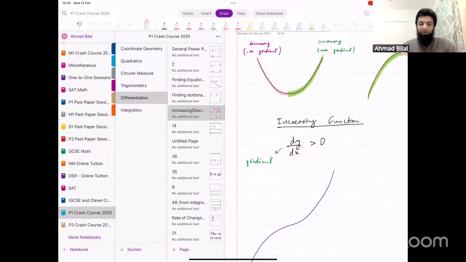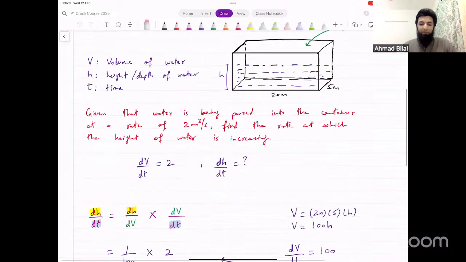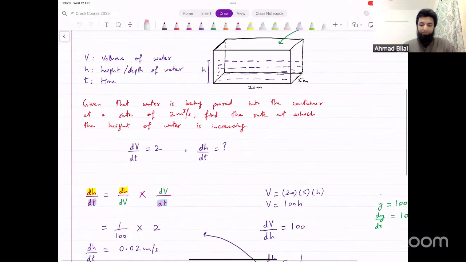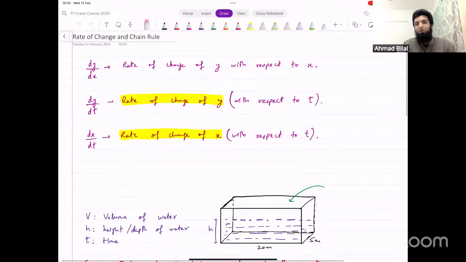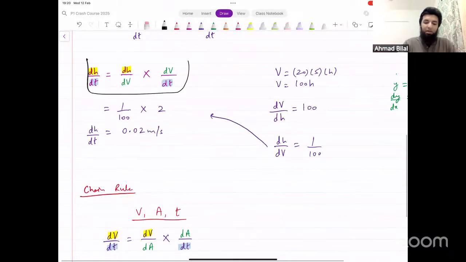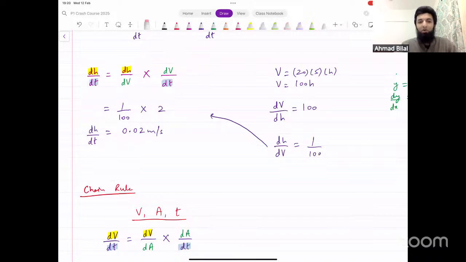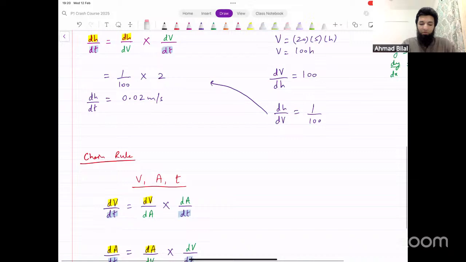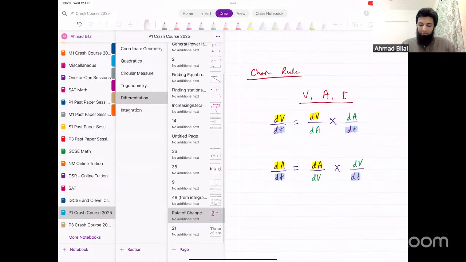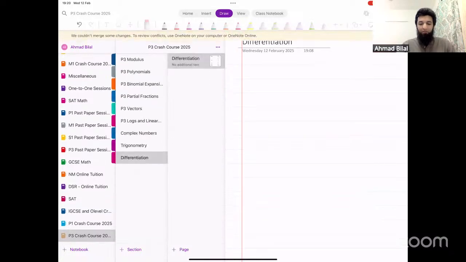And then finally, chain rule, rate of change and chain rule. If you remember, you've also done this in paper one, although you don't get rate of change problems directly in paper 3. Generally, they don't test that, although they can, because anything in paper one can be tested in paper 3 as well. However, chain rule is something that you still do have to use. So you need to remember chain rule as well. So yeah, these are all concepts that you need to know from paper 3.